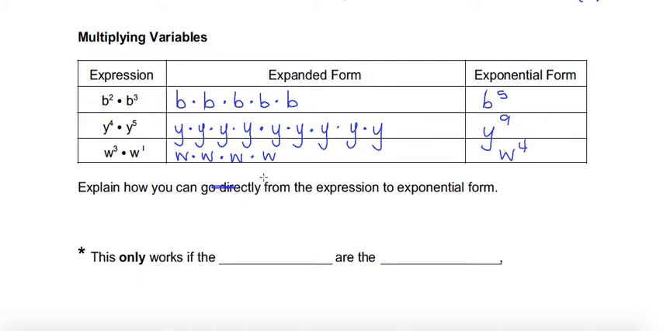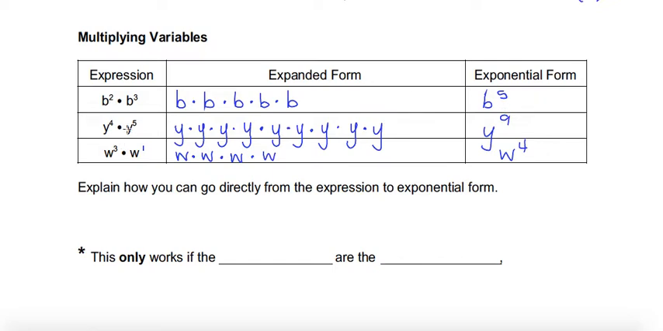So how can we go directly from our expression to exponential form? We went from the expression to expanded form and then to exponential form. Well, if we look at the numbers in our exponents, in the first one I have 2 and a 3. If I add 2 and 3 together, I get 5.